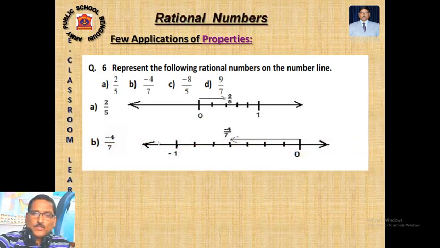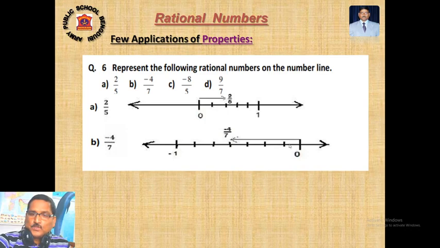Next is minus 4 by 7. So it is negative. For 4 by 7, the whole part is divided into, the denominator will tell you how many small divisions, 7 divisions. So from 0 you take 7 divisions: 1, 2, 3, 4, 5, 6, 7. Now the whole part is minus 1, so minus 1 is divided into 7 divisions. Out of these 7 divisions, how many parts do you have to take? Minus 4. So 1, 2, 3, 4. So this is the position of minus 4 by 7 on the number line.